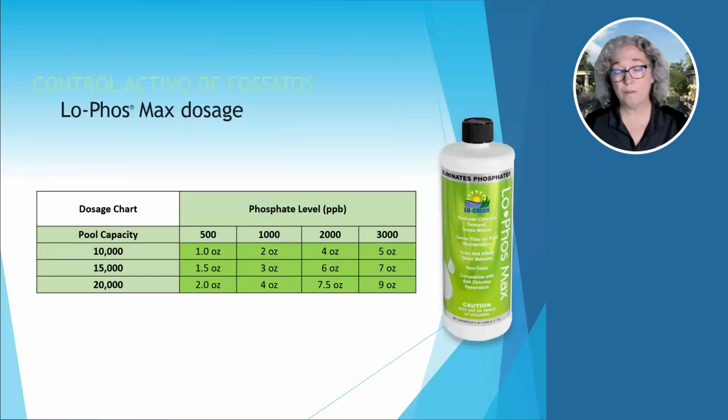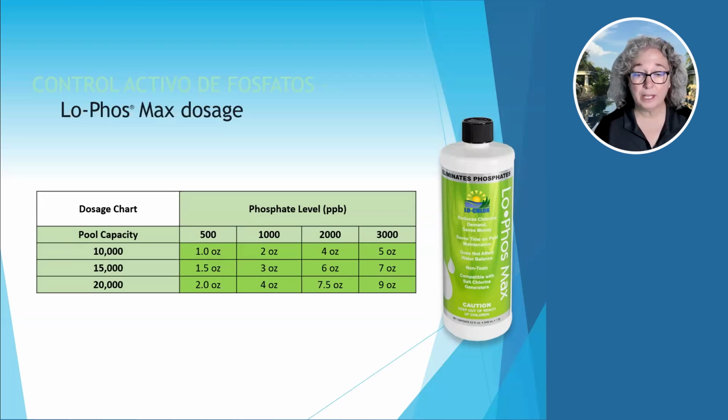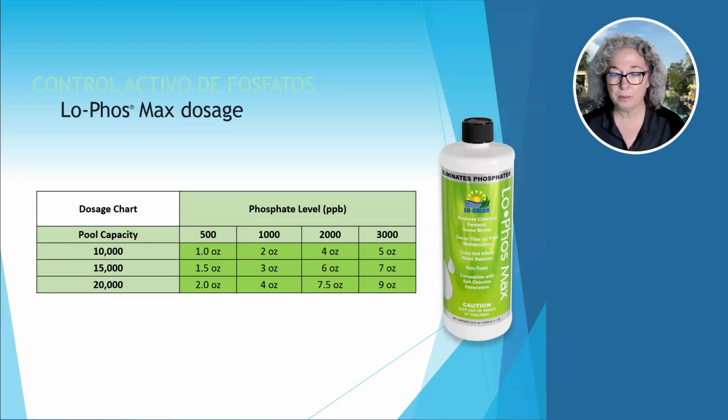If you use our Low Phos Max product, we call it Low Phos Max for a reason, because it has the maximum effectiveness to eliminate phosphates from the pool. So let's take an example of a 20,000 gallon pool. I have 1,000 parts per billion of phosphates in that pool. I only need 4 ounces.